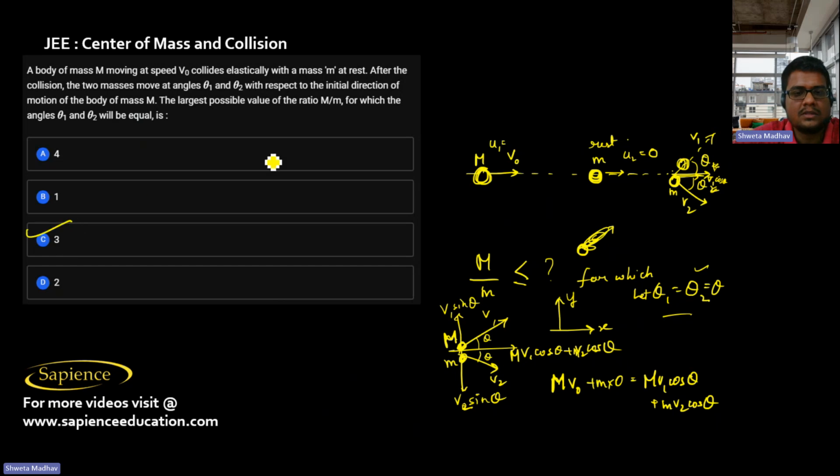So the largest possible value of the ratio m by m should be 3. So option C is the correct answer.